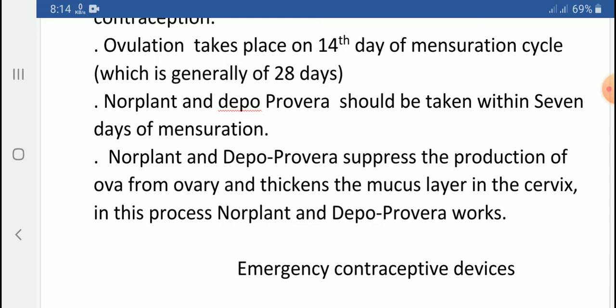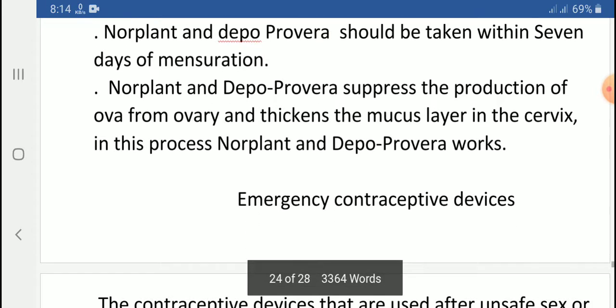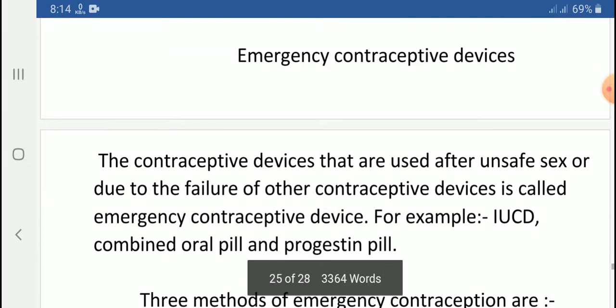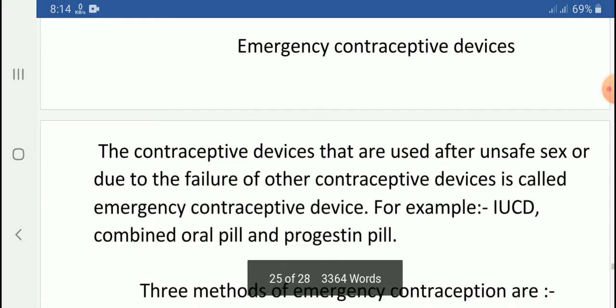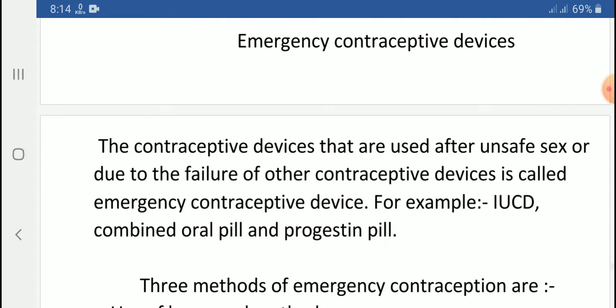You have to write this: they suppress the production of ova from the ovary and thicken the mucus layer in the cervix. Now comes emergency contraceptive devices. So you read this very carefully. A short question may be asked, or a 4 marks question may be asked, from emergency contraceptive devices.